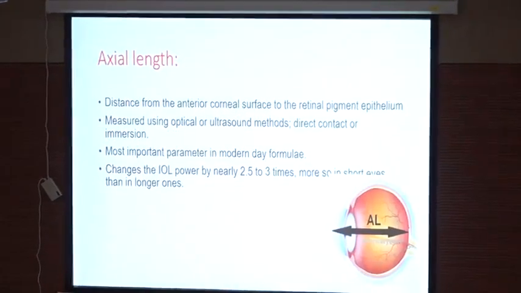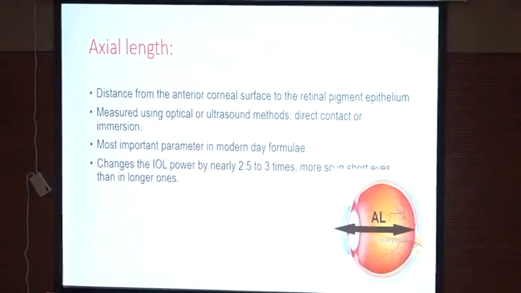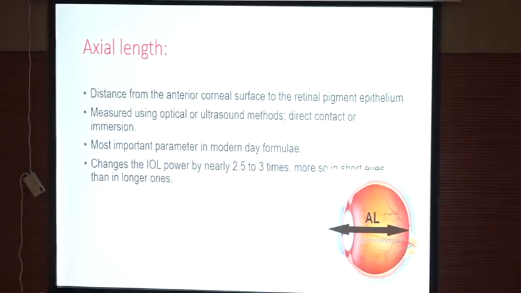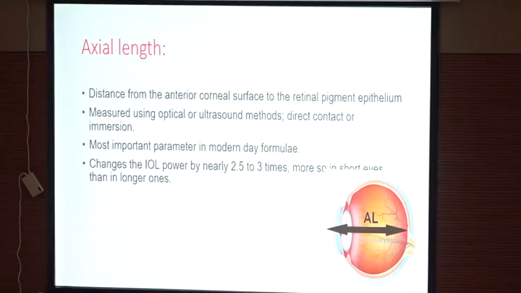The axial length can be defined as the distance from the anterior corneal surface to the retinal pigment epithelium, and it is measured using optical or ultrasound methods, which can be further of direct contact or immersion methods. It is the most important parameter in modern day formulas because an error in measuring axial length can change the IOL power by nearly 2.5 to 3 times, and this is more so in short and long eyes.